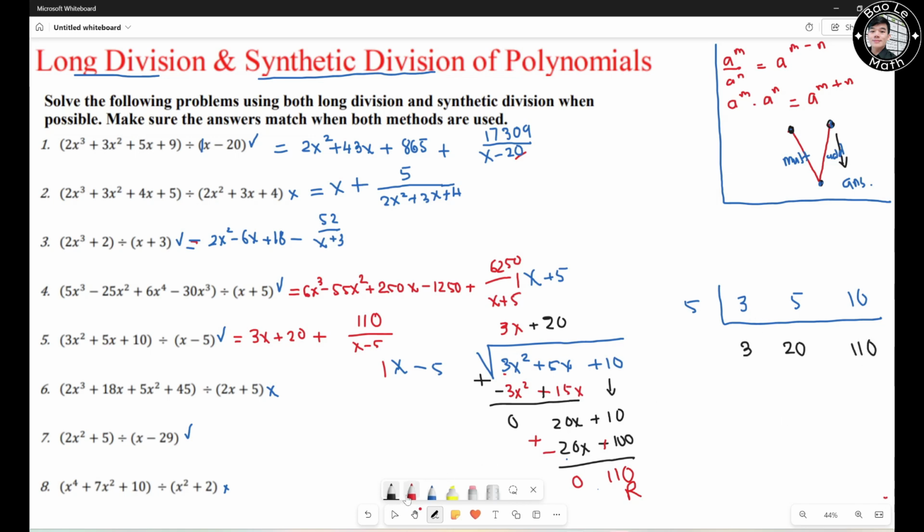Now, this is power 2, this is power 1, and this is constant. Now, this is reduced by 1 power, so it should be power 1, this is constant, and this is the remainder. So the answer must be equal to 3s plus 20 plus the remainder 110 divided by the divisor. So the divisor must be s minus 5.